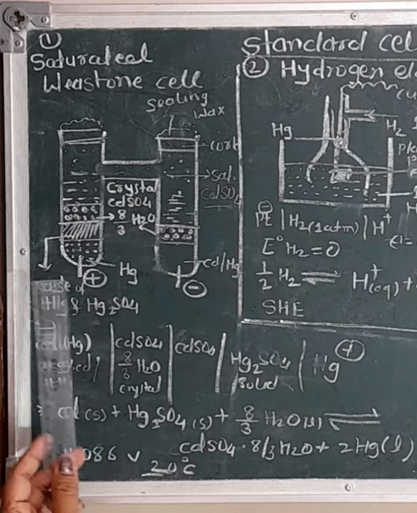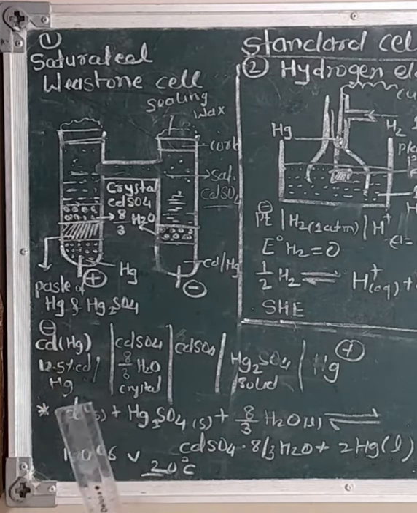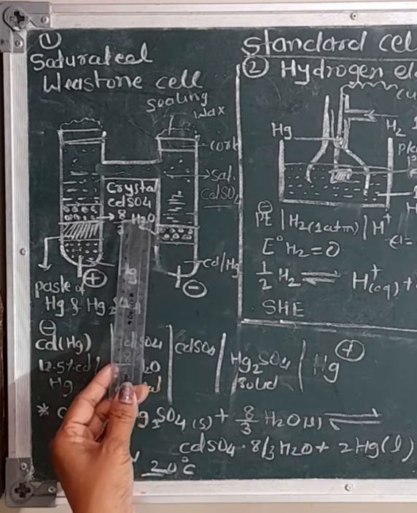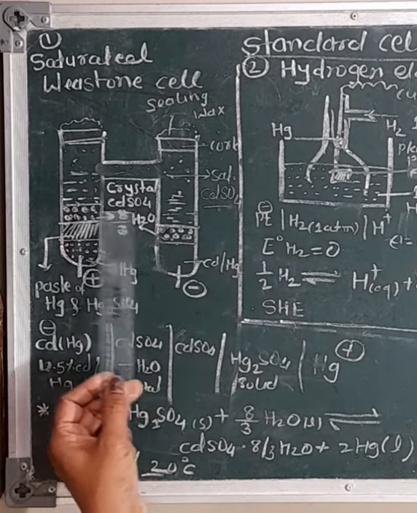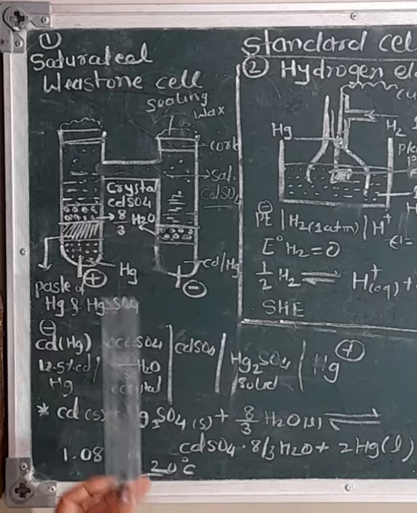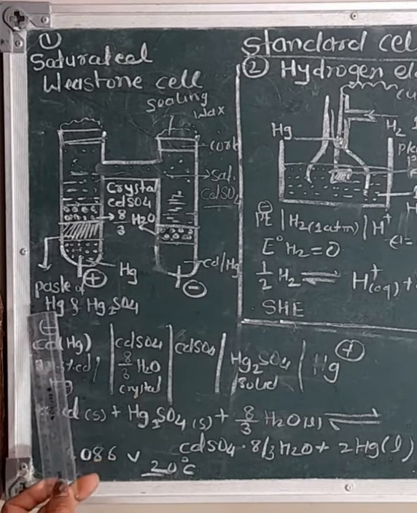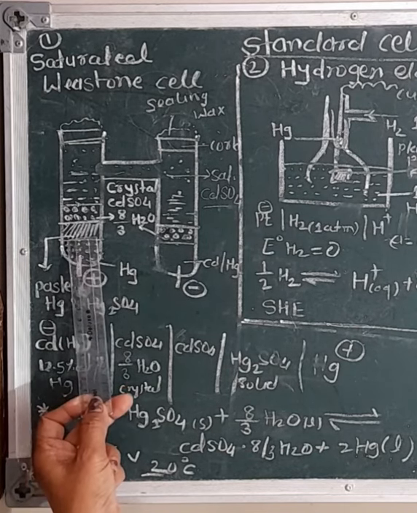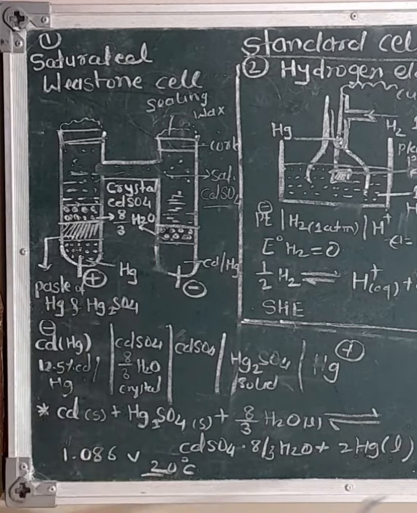So friends, look toward the arrangement. I hope it's visible to you. In this case, it is a crystal of cadmium sulfate 8/3 water molecule. In both the compartments, the crystals of cadmium sulfate are placed. Now, in the compartment of the cathode, below that the paste of mercury and mercury sulfate is placed, and at the bottom mercury is placed here.